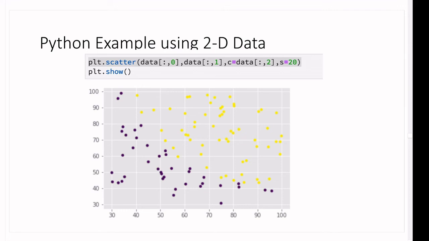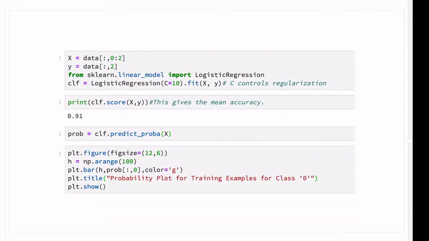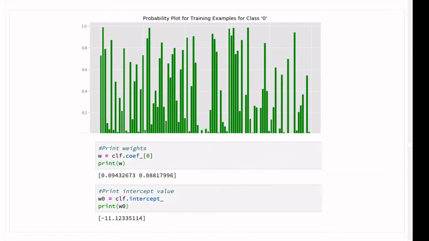So let us see what kind of result we get. In this case, we will use the sklearn library, which has logistic regression as one of its linear models. We will import that model, fit it, and then predict the probability for each and every example, whether they belong to class 0 or class 1. And we can even make a plot of those probabilities. So that is the probability plot for training examples for class 0.